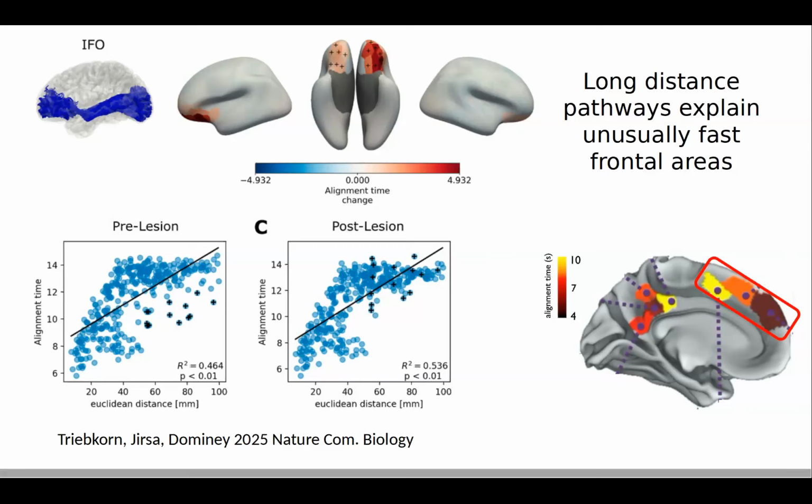And so if we look at this graph, it shows the alignment time versus the Euclidean distance from the input. So basically, as you get farther from the input in the brain, the alignment time increases. And these black X's show the areas that were affected by the removal of the pathway. So they're beneath the diagonal, kind of unusually fast. And when we remove the shortcut, they move back up to the diagonal, so having a processing time consistent with their distance from the input.